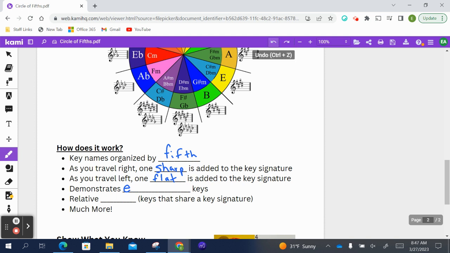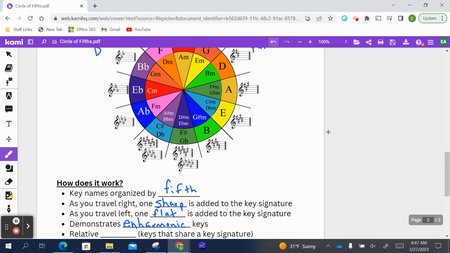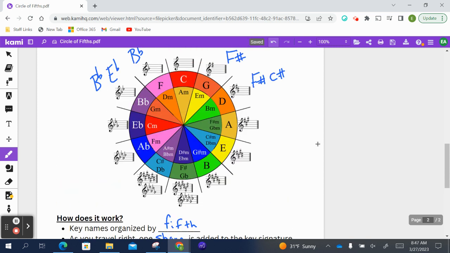That's an N, not an H. Enharmonic. Enharmonic keys are keys that sound the same, but have a different key name and key signature. You'll see as you go around, there are 7 sharps and 7 flats.